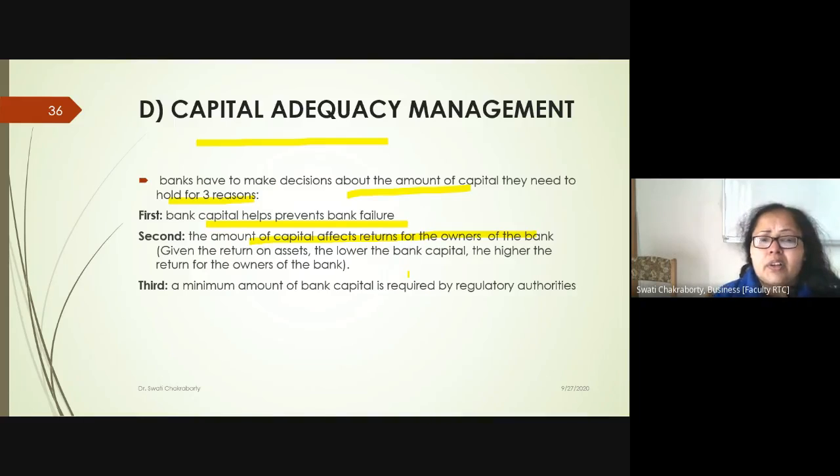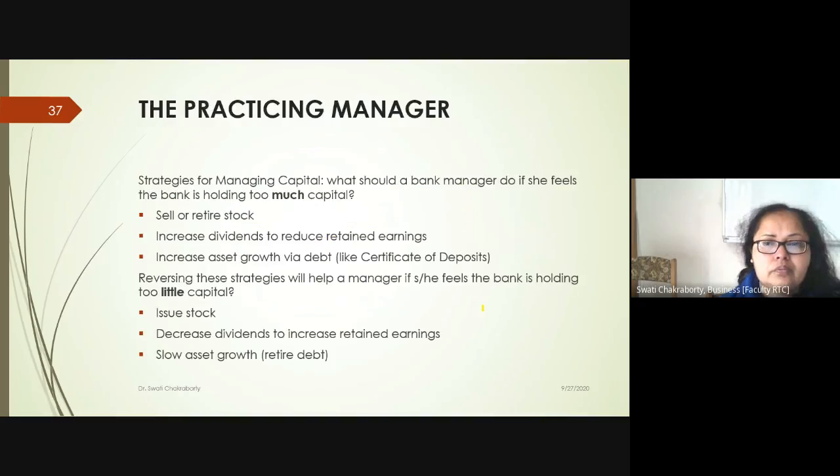Why? Because, given that we know the return on assets, the lower the bank capital, the higher the return for the owners of the bank. When banks have capital on hand, it does not earn any interest, right? Whereas if you give it out as loans, then the returns come up, right? So that's why a decision has to be made about how much money has to be kept. And third, a minimum amount of bank capital is required by regulatory authorities. That has to be maintained also.